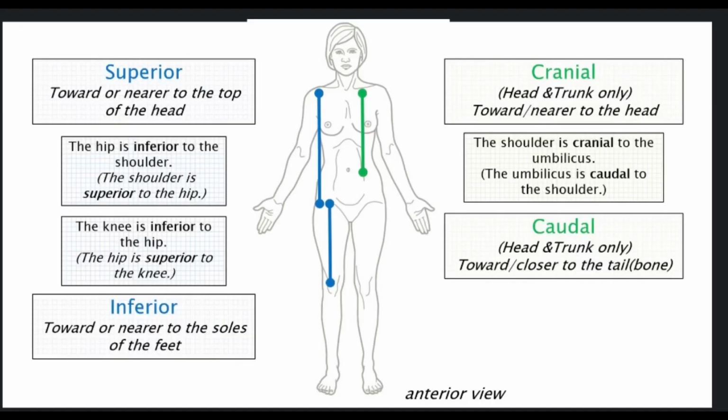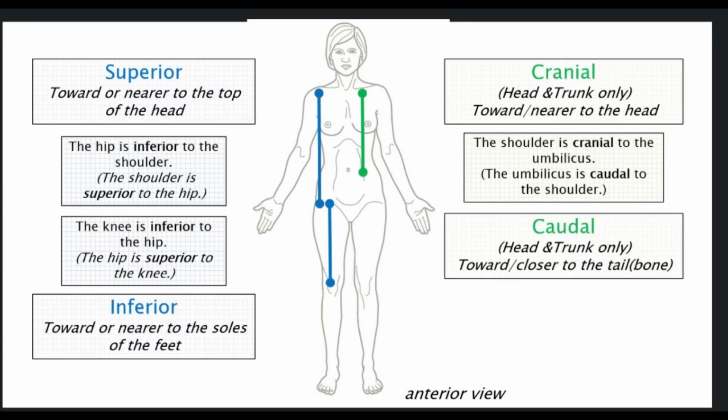The next one is superior. Superior simply means towards or nearer to the top of the head. And it is different from cranial because cranial is specifically used when referring to the skull, vertebral column, brain, and spinal cord. That's the head and the trunk only. Cranial means towards or nearer to the head, but it is specifically used. For instance, you can say that the shoulder is cranial to the umbilicus, or you can say that the skull is cranial to the neck, while you can also say that the neck is caudal to the skull.